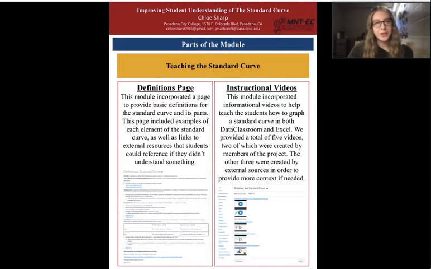To teach the standard curve, we made a definitions page that defined what a standard curve is and any terms that may be associated with a standard curve. We also chose outside resources from sources such as the Penn State Eberly College of Science, Khan Academy, and OpenStats that went more in depth on each term just to provide the students with more information if they needed it. This page also provided a textbook resource to the students so that they could reference additional information if needed.